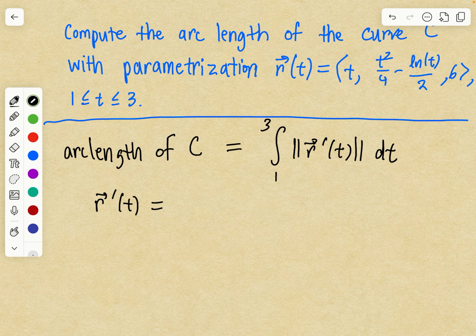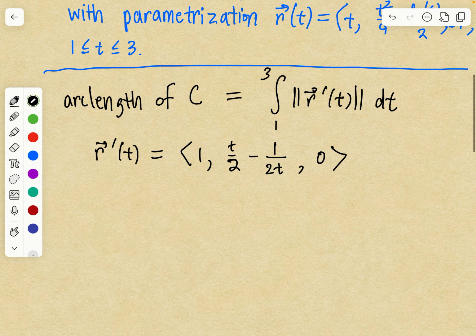To do that, you take the derivative of each component with respect to t. So the derivative of t is 1. The derivative of t squared over 4 is t over 2. And then the derivative of the natural log of t is 1 over t, and then there's a 2 in the bottom, so it's 1 over 2t, and then comma, be careful, the derivative of 6 is 0, right?